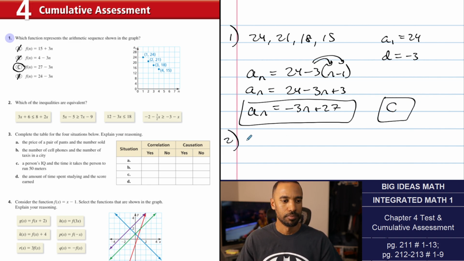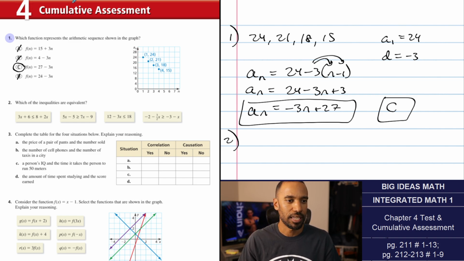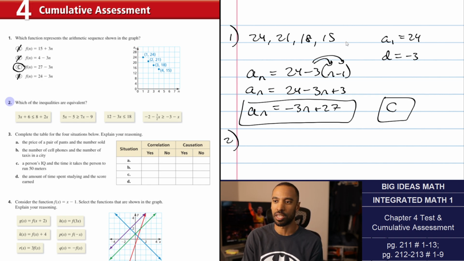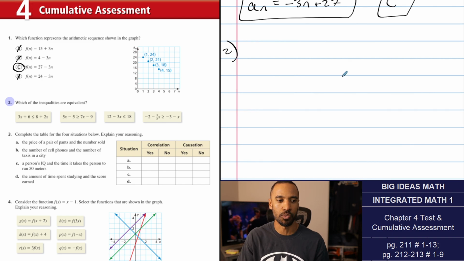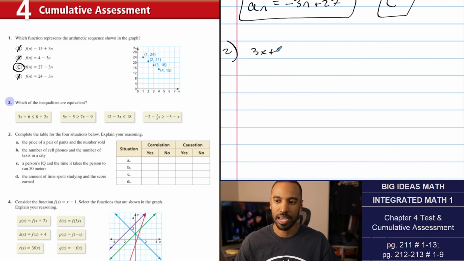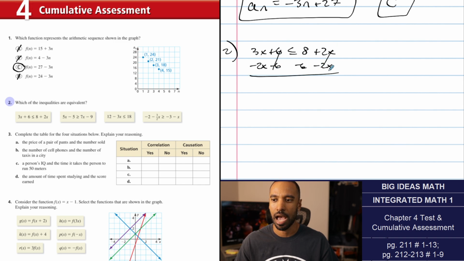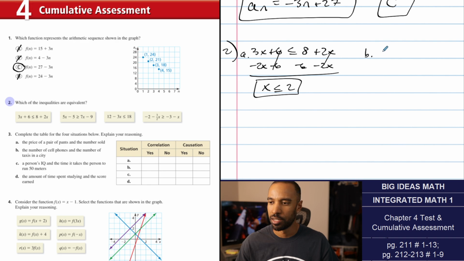Number 2. Which of the inequalities are equivalent? For me, it's all about solving these guys. Which ones will give us the same set for x? So we got to do each one. We have 3x plus 6. This is chapter 2. 8 plus 2x. If I subtract 2x from both sides and subtract 6 from both sides, I'm going to get x is less than or equal to 2. So keep that in mind for the first. I'll call this A. B, and put them side by side.